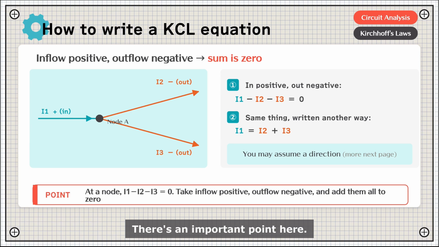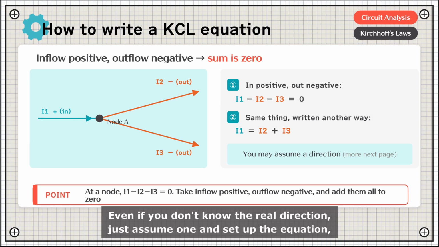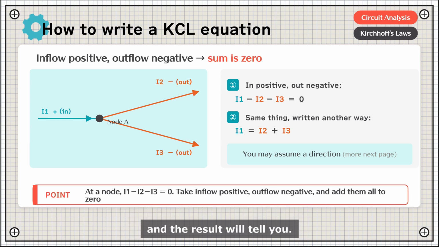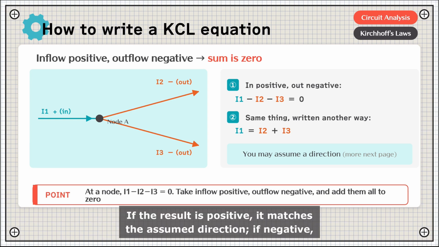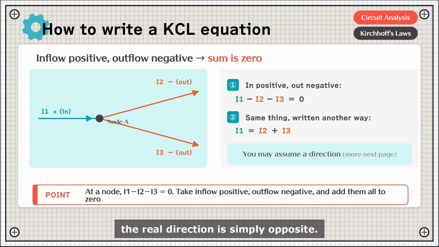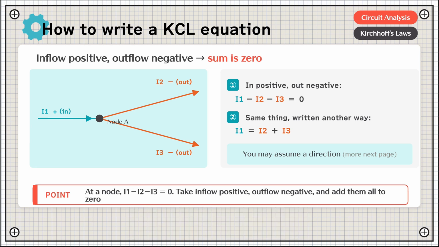There's an important point here. You may assume the current direction yourself at the start. Even if you don't know the real direction, just assume one and set up the equation, and the result will tell you. If the result is positive, it matches the assumed direction. If negative, the real direction is simply opposite. Getting the correct answer even with the direction wrong is one of the strengths of KCL.